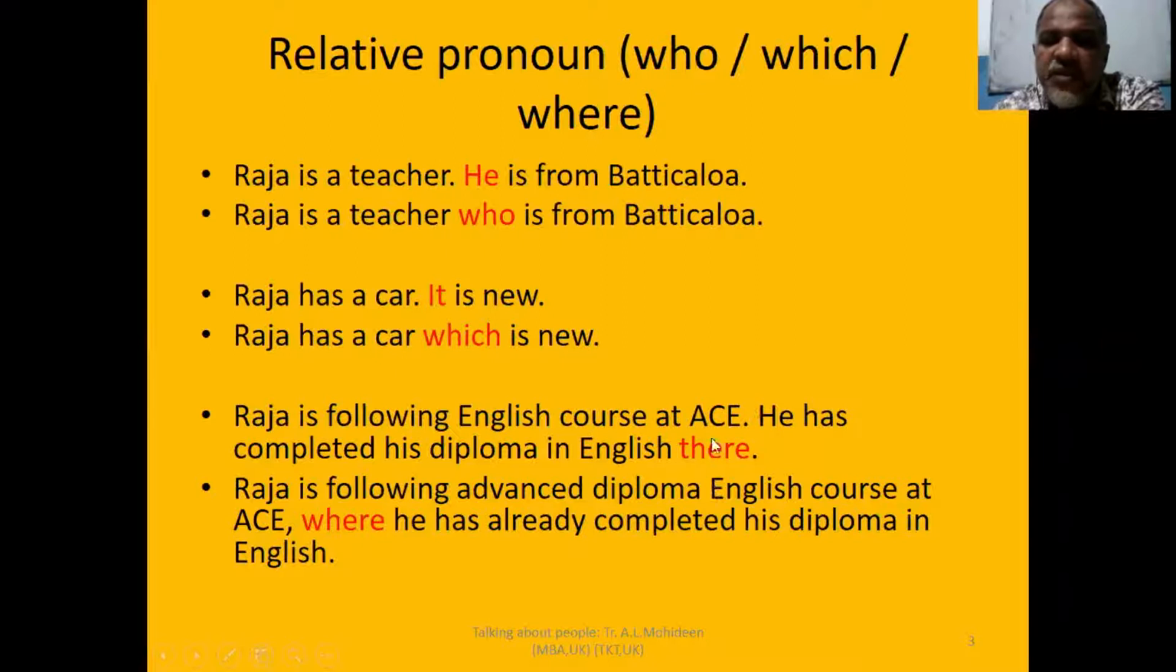Now we join these two sentences using where. Which relative pronoun do we use? Where. Now when we connect, a sentence is formed. Raja is following an advanced diploma English course at ACE where he has already completed his diploma in English.